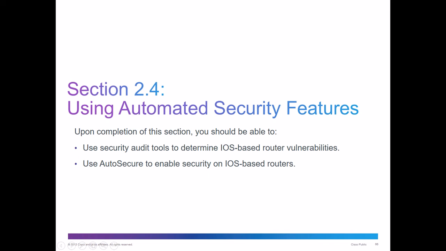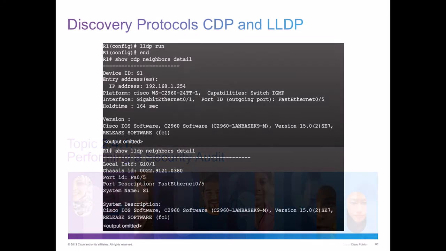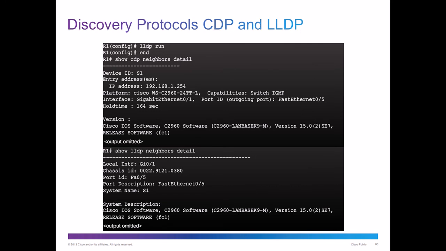All right, the automated security features such as CDP, the Cisco Discovery Protocol, and LLDP, the Link Layer Discovery Protocol. CDP is the Cisco one. These commands are used to send out information and to solicit information from neighboring devices. You'll get, for example, whether it's a router or a switch that you are directly connected to, and what its IP address is.